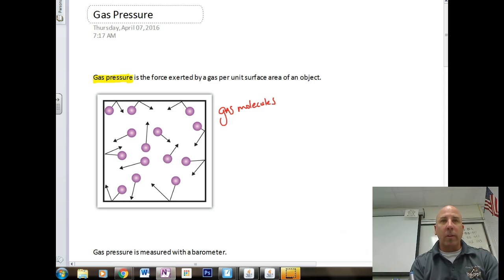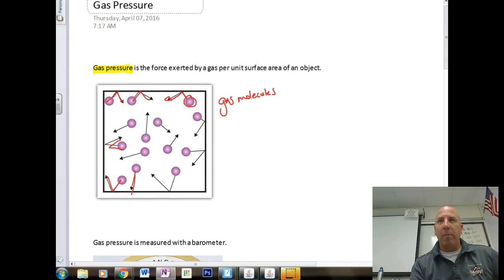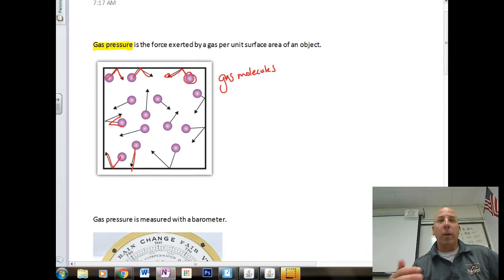So as you can see, we'll take one of these, like this little guy right here, as it bounces off the surface of this container, it's going to create a pressure. It's going to push a little bit. And there's another one bouncing off, more pressure, another one, more pressure. So the more gas particles that are in there, the higher the pressure, and the greater the temperature, the higher the pressure as well. But that's what gas pressure is. It's just anytime there are gas molecules present, they are going to create a pressure.